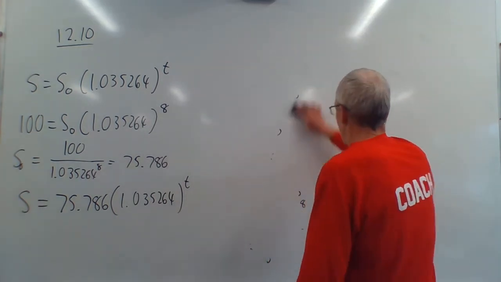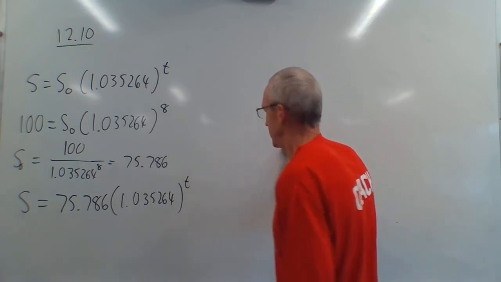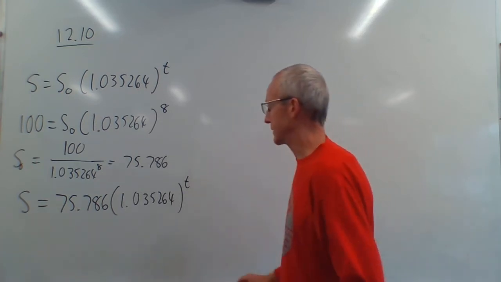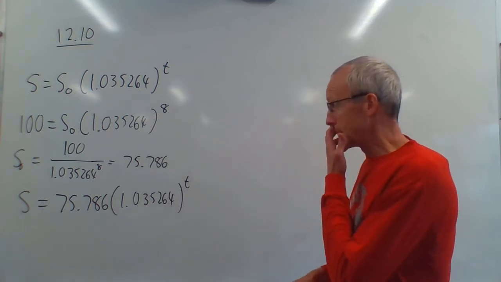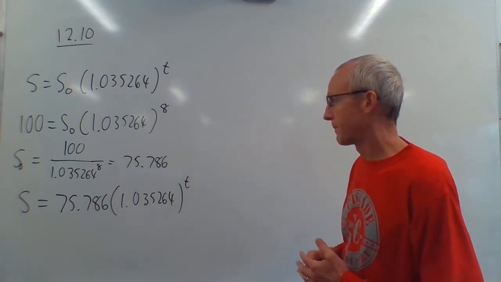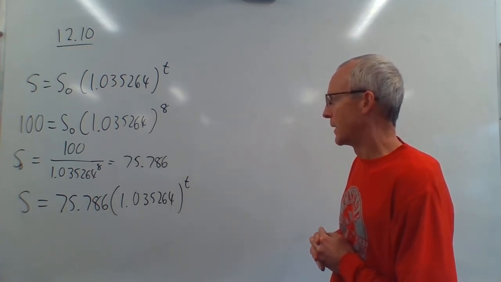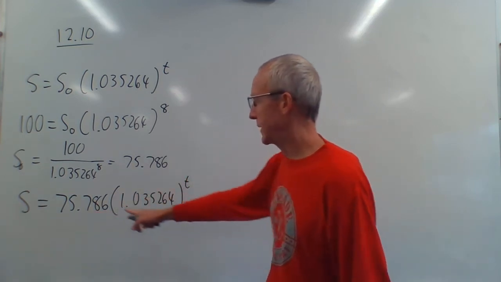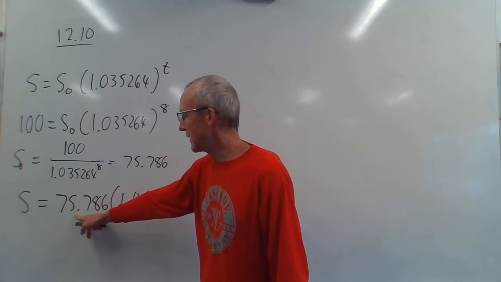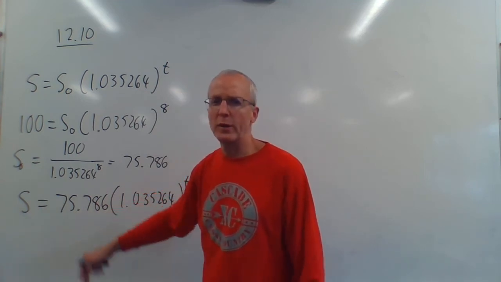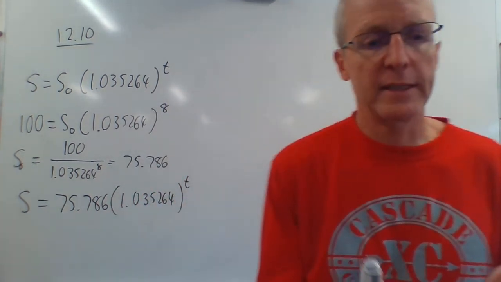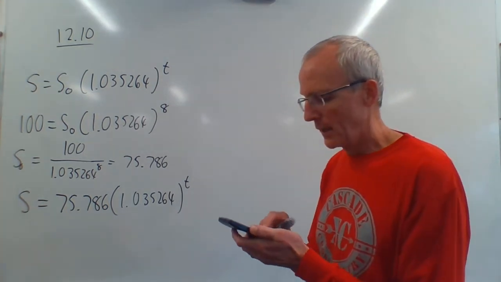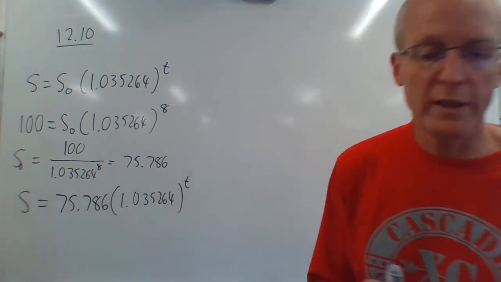So now we don't care about the question asked about spiders. When will there be 3 times as many? What we do is we plug in 3 times as many. So we need to know what 3 times, we start off at 75.786. We want to know when there are 3 times that, so I've got to know what 3 times 75.786 is. That number is about 227.36.